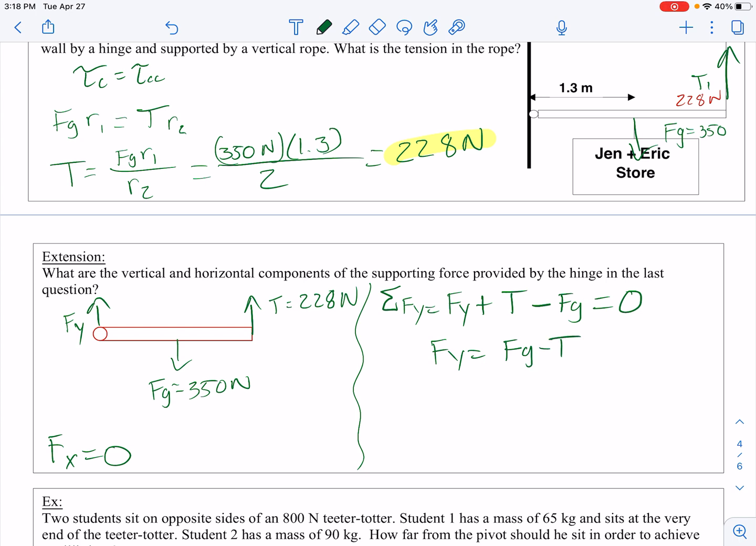Putting this all together, obviously I'm going to put my bigger force first. Plug in my numbers. And this is where we get 122 newtons, which is kind of that remainder. So the hinge itself is providing a y force of 122 newtons, and that, combined with the tensional force of the rope, is what is able to hold up this 350 newton sign.